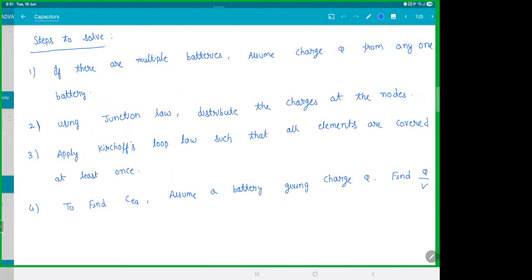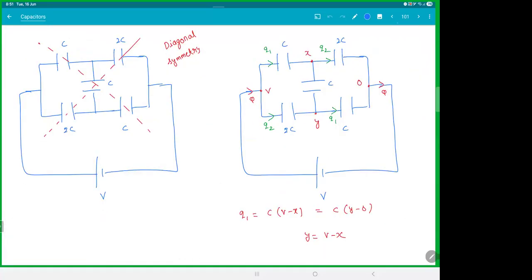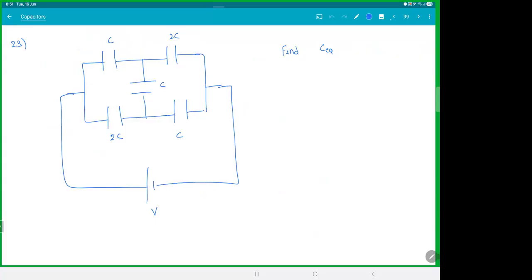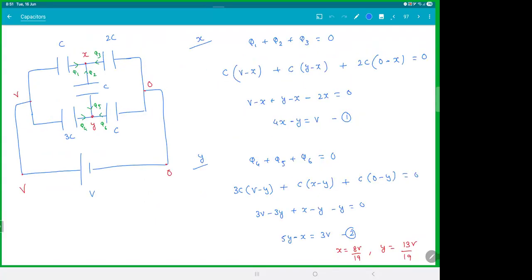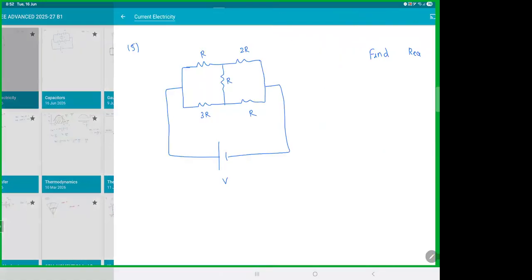Again, this is why I keep saying, revise, revise, revise. I hope you remember this. This was the exact question: C, 2C, 3C. See, exact same thing. I just put a resistor in place of a capacitor.